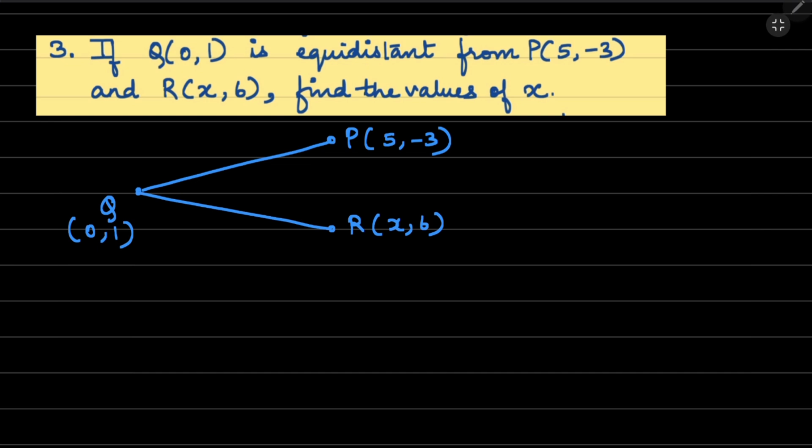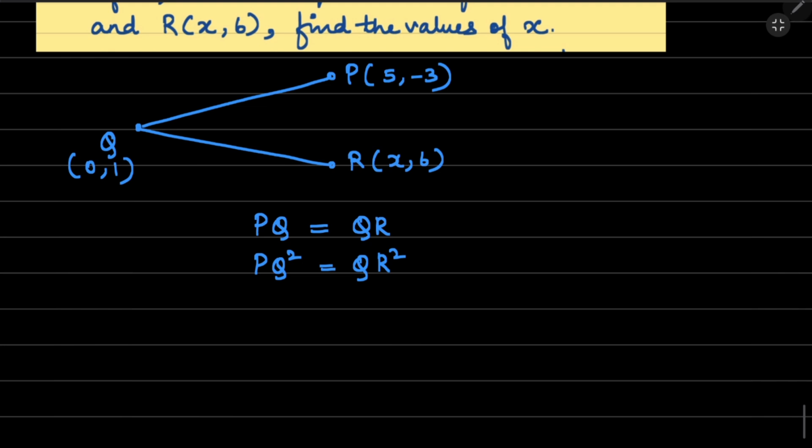So what do you mean by equidistant? That means the distance between PQ is equal to QR. The distance is equal. You have to find the value of one of the coordinates of R. So let's square it on both sides, so PQ squared equals QR squared, in order to remove the square root from the distance formula.